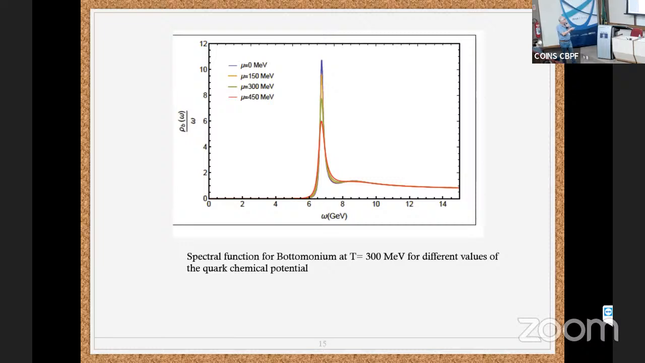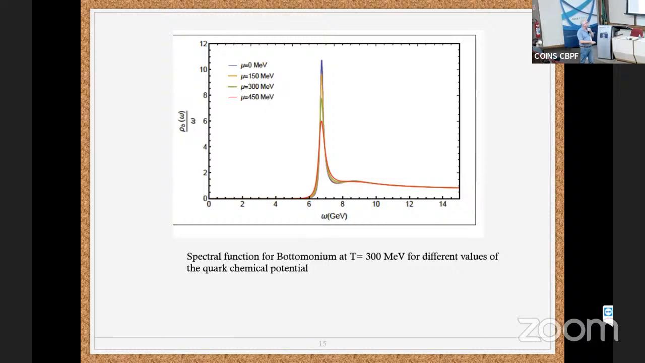Okay, this is for bottomonium. The other one was for charmonium. This is for bottomonium. The peaks are higher for density. This blue one is for density zero. Then with the density increasing, the peak becomes broader.